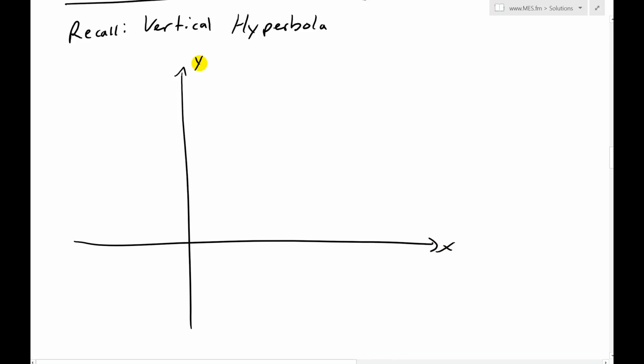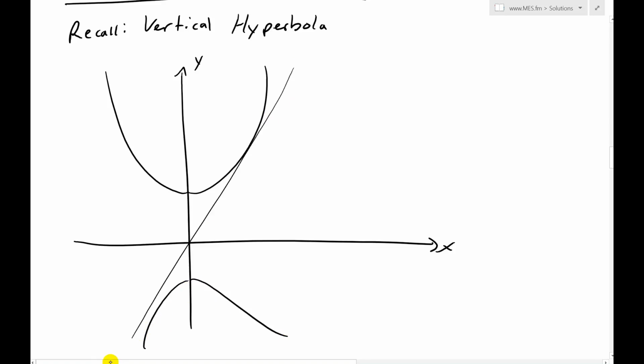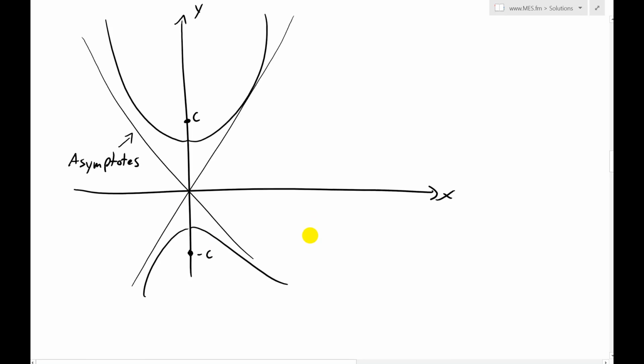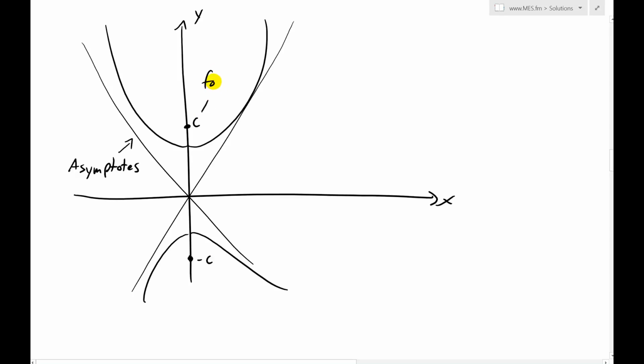X, Y. This is going to look something like this, but then it's going to be shifted over. So it looks something like this, where it has asymptotes across, like this. These are the asymptote lines. Let's write this over here. Asymptotes, like that. And then the foci is going to be somewhere over here. This is C and negative C, and these are the foci. Foci and foci as well.